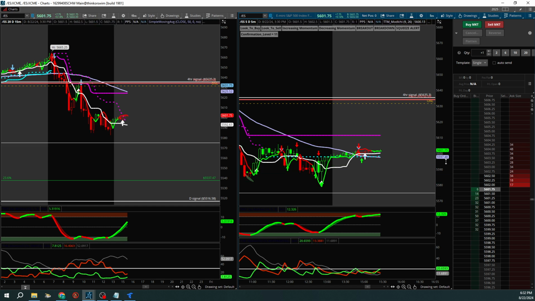But for now, at least it looks like the market has broken down to the downside, and we are anticipating that this market will continue going to the downside for at least the next week or so, and then we'll go from there.